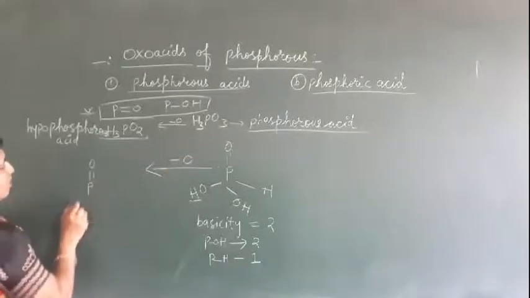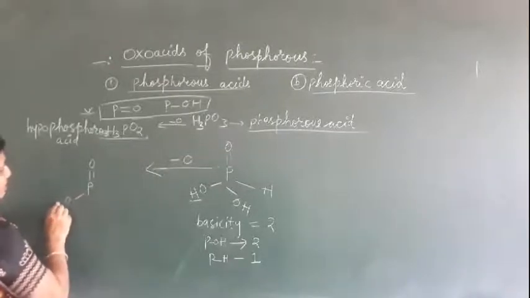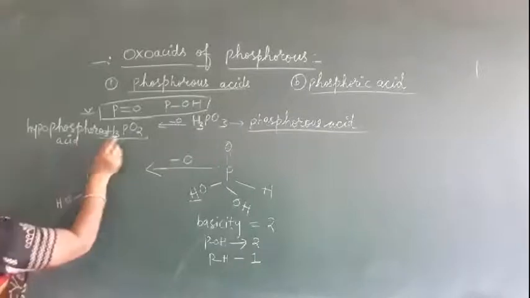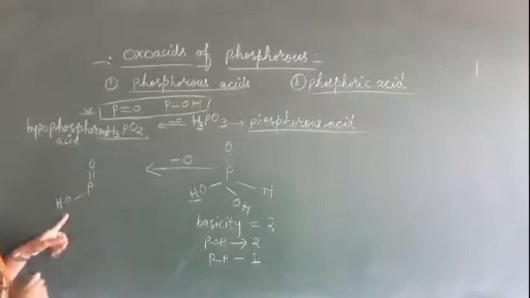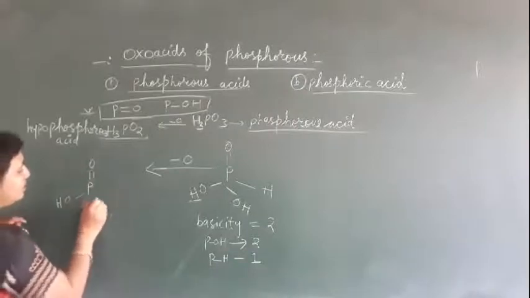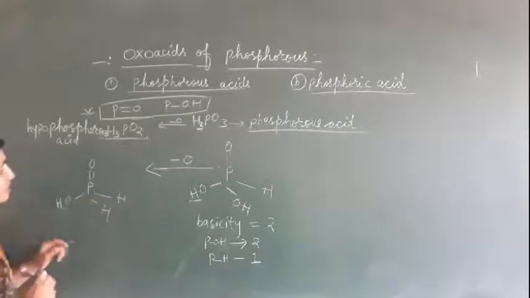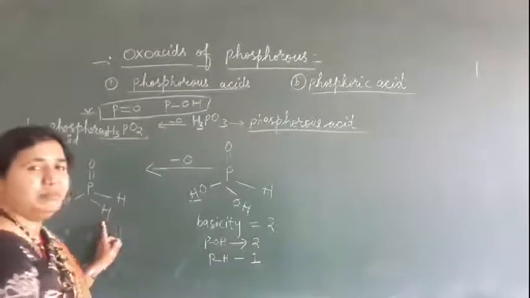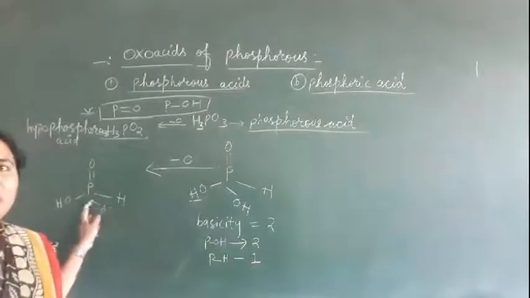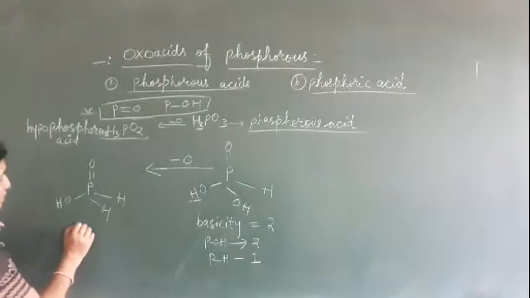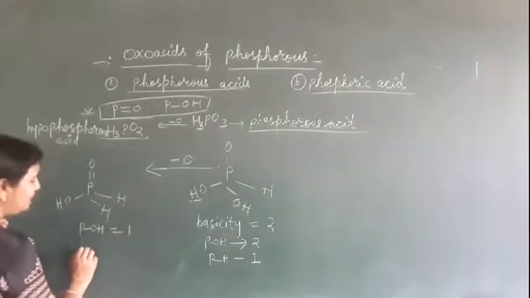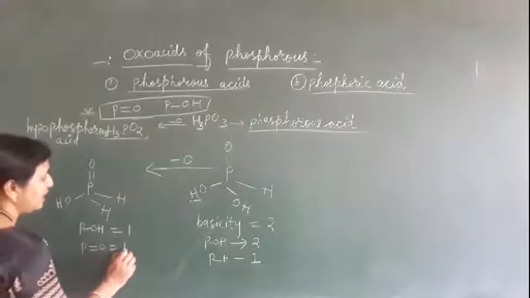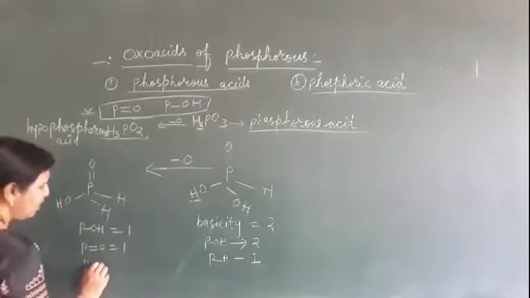P double bond O. Okay, here we have OH. Hypo H3PO2, 2 oxygens over, this will be compulsory only here. Now what remains here? 2 hydrogens remain here. These 2 hydrogens we just have to add with this P-H bond here. So here we have 2 P-H bonds and 1 P-OH bond. P-OH bond, how many we have here? 1. P double bond O bond, 1 here. And P-H bond, how many we have here?